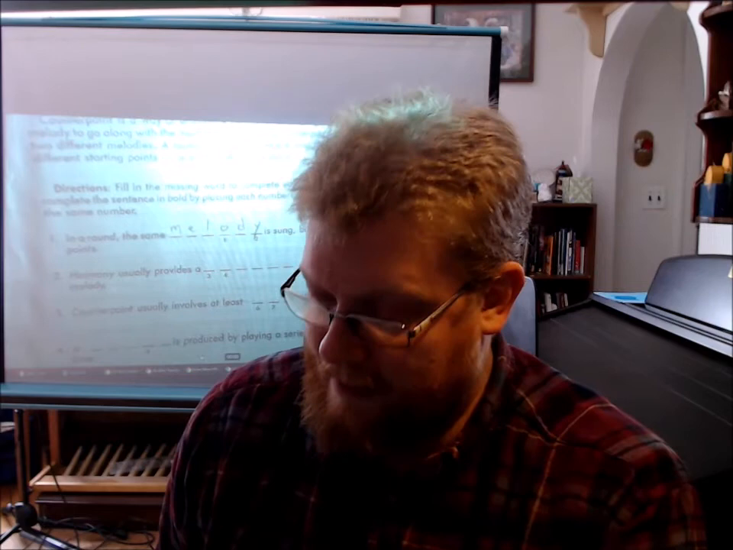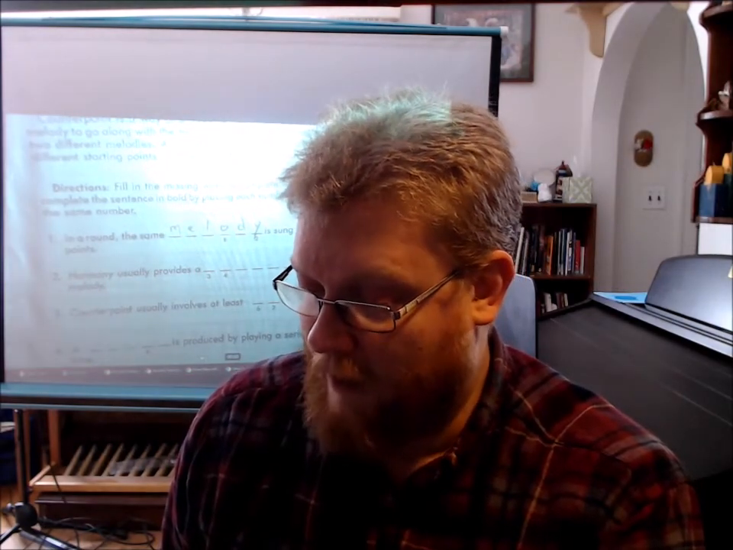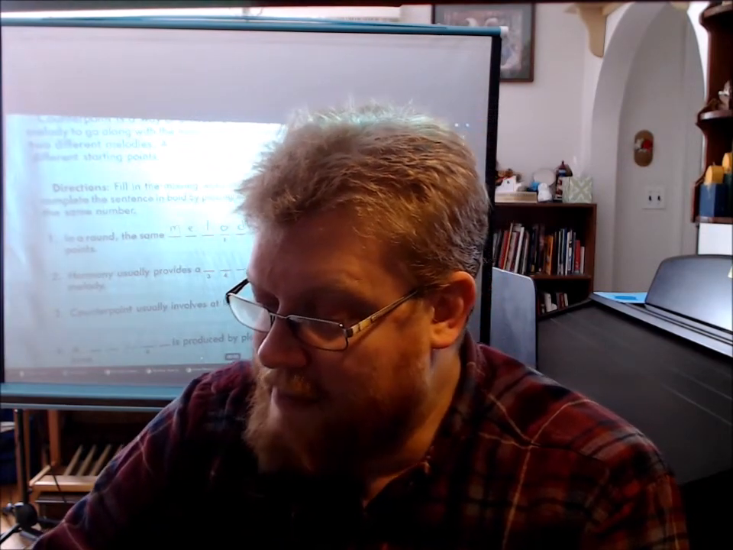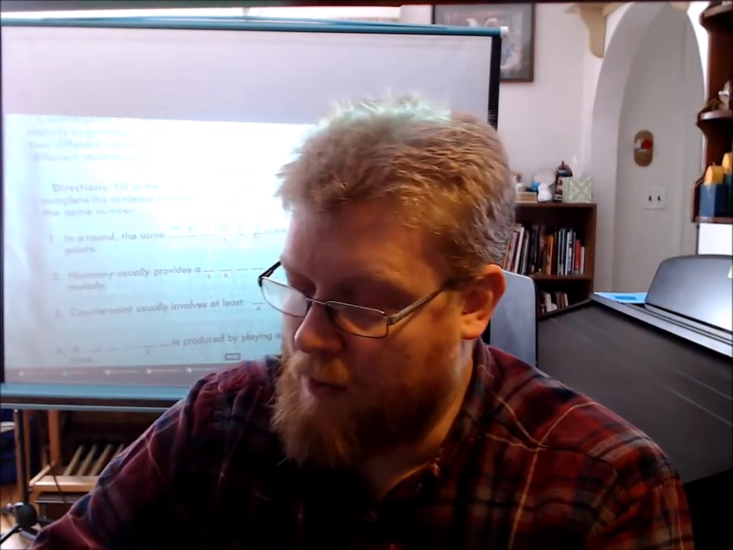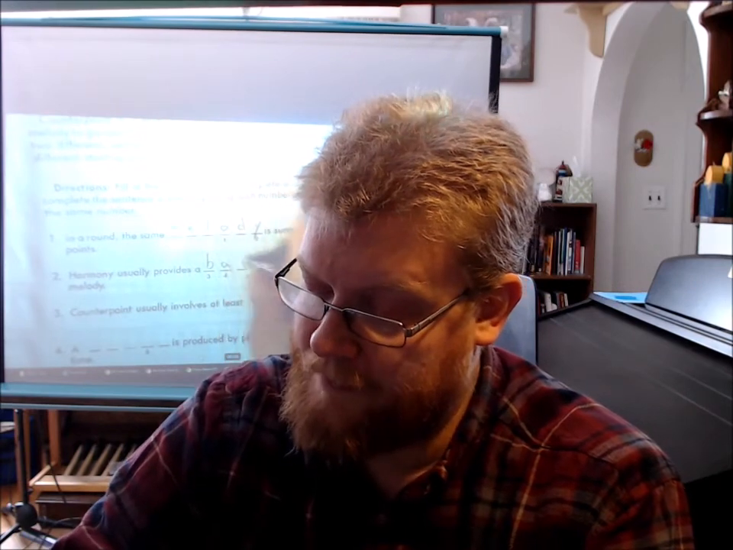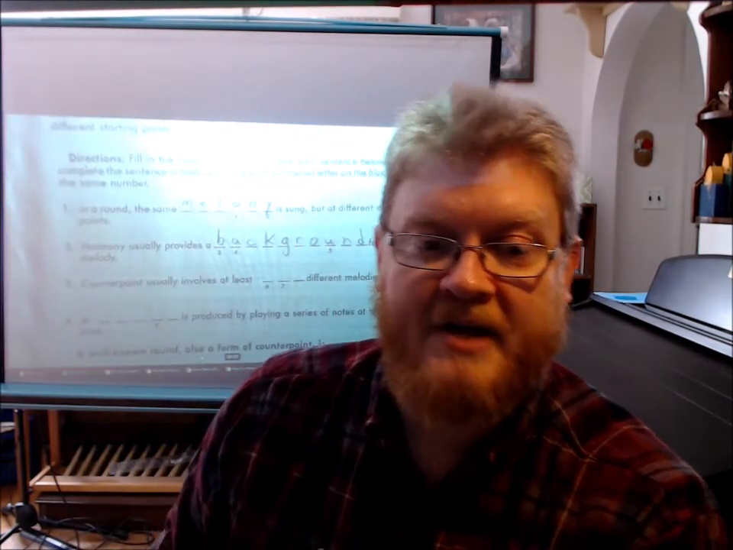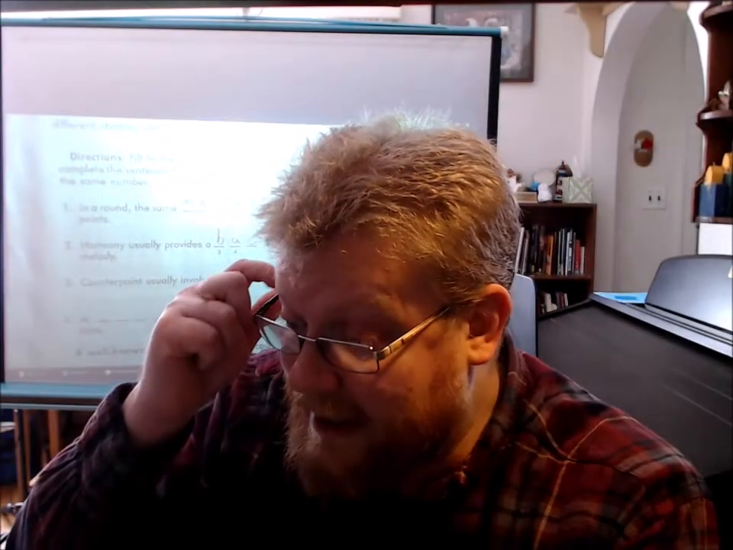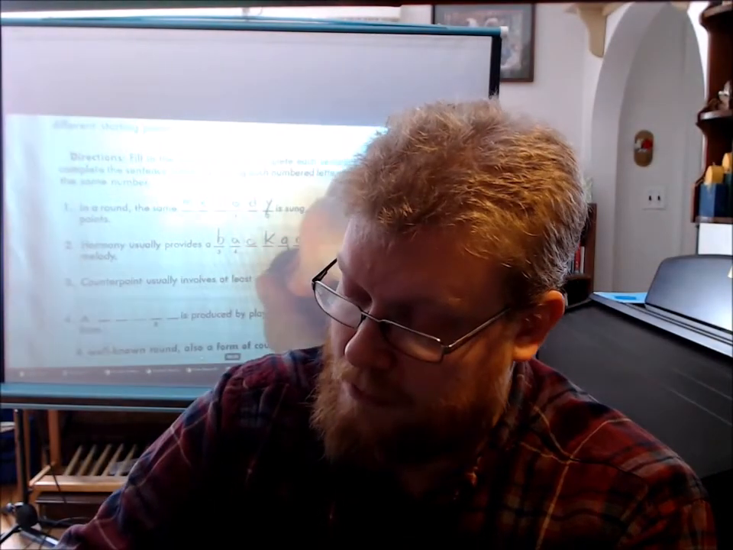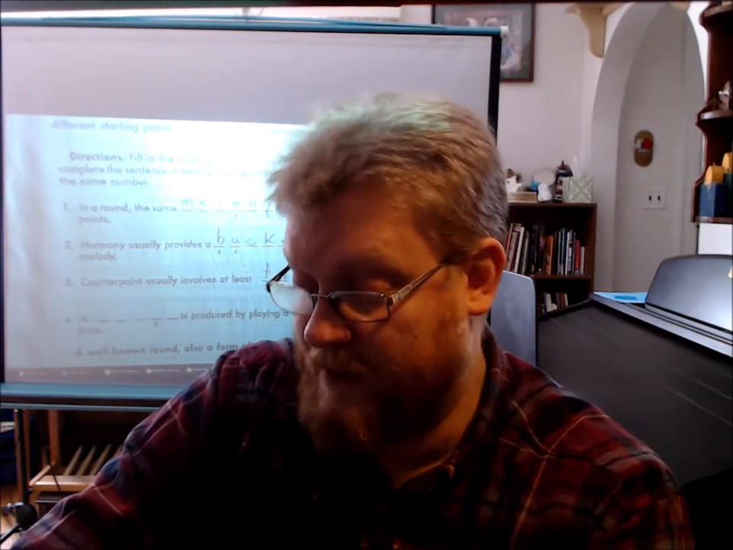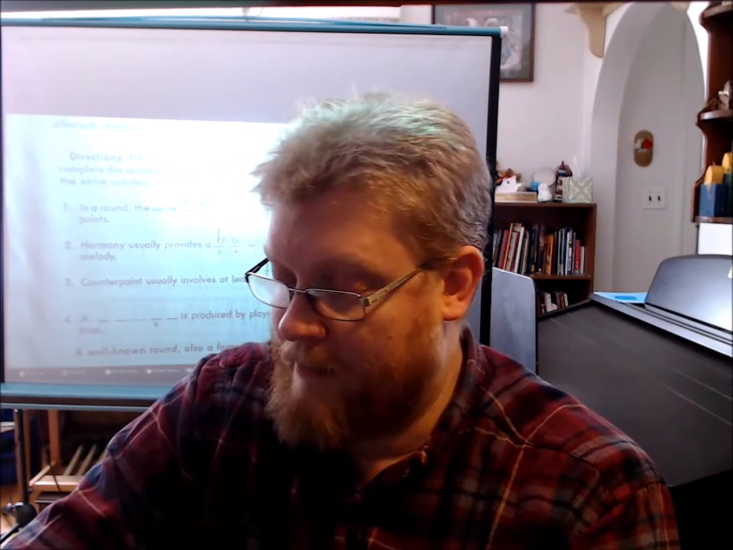Harmony usually provides a blank for the melody. A blank for the melody. Background is what we're looking for. If you're thinking counterpoint, you're not alone. I was honestly thinking it for a few seconds there. There's the next one. Counterpoint usually involves at least blank different melodies, and that would be two. And it's just a special form of harmony, which also usually would involve more than one note.